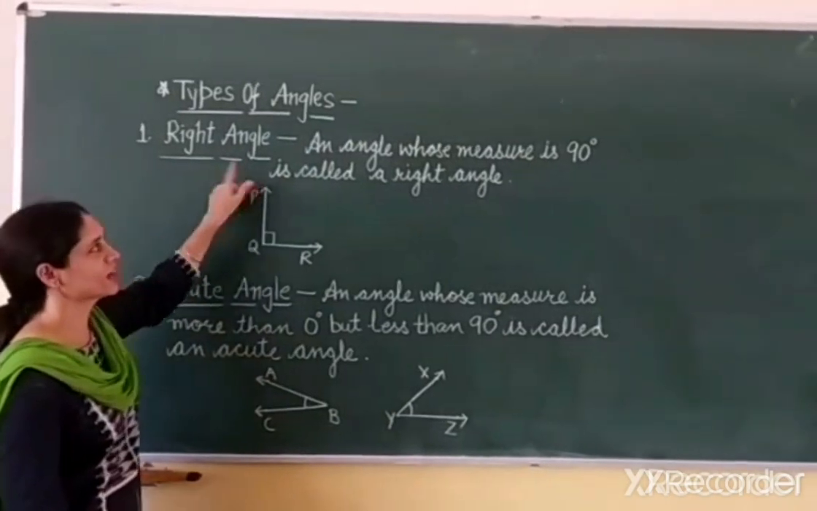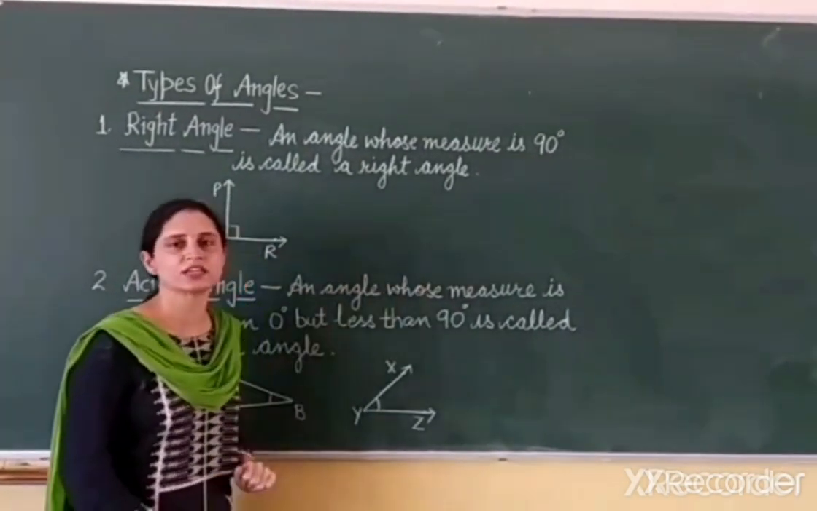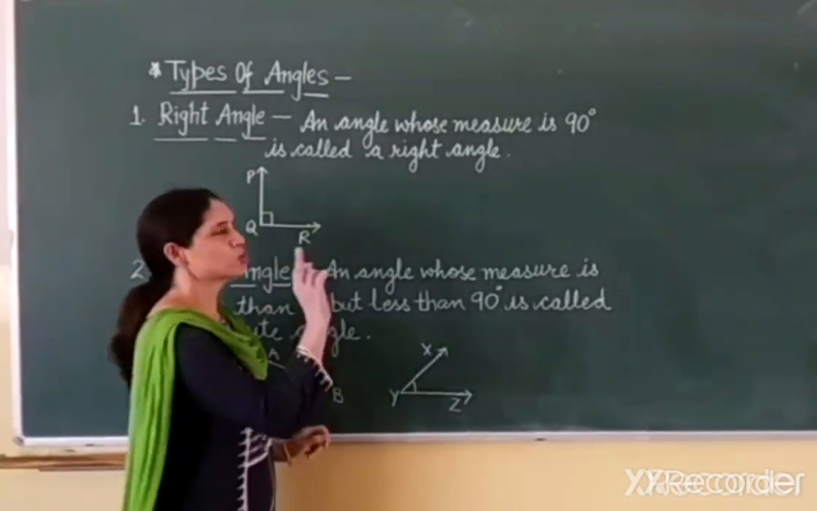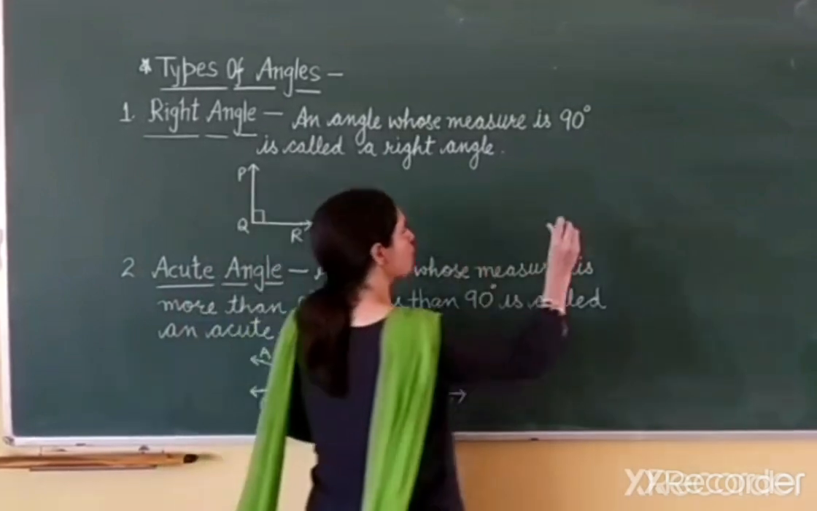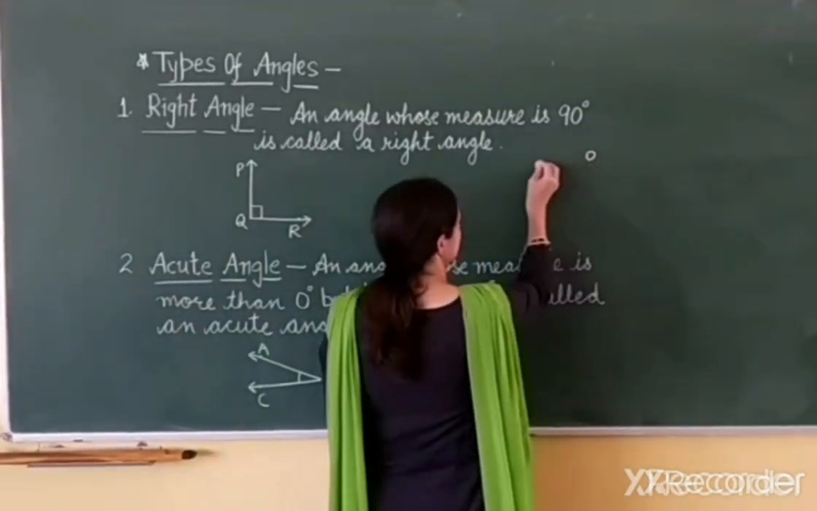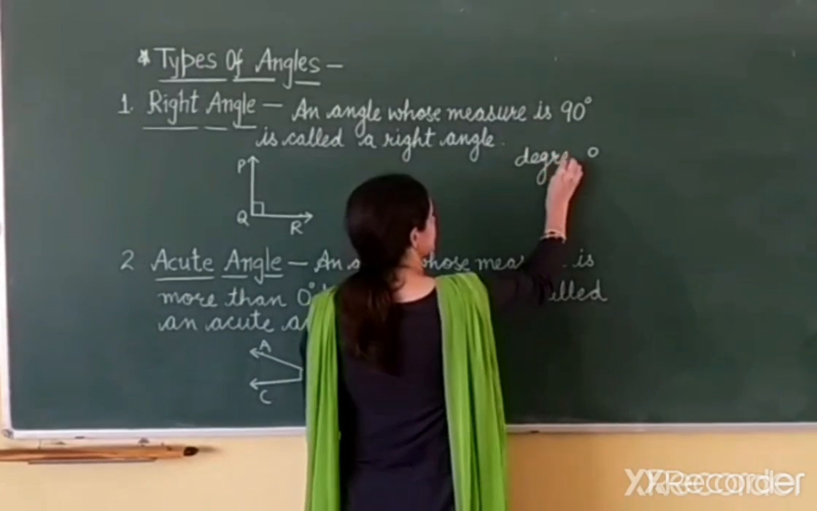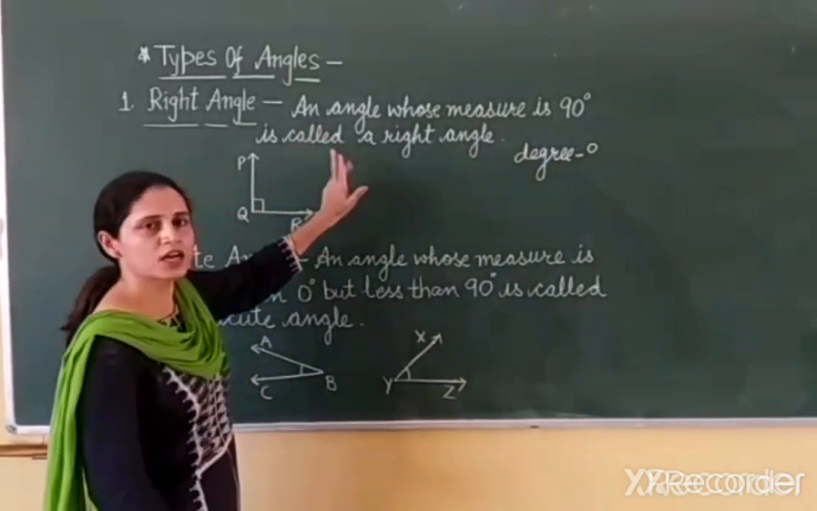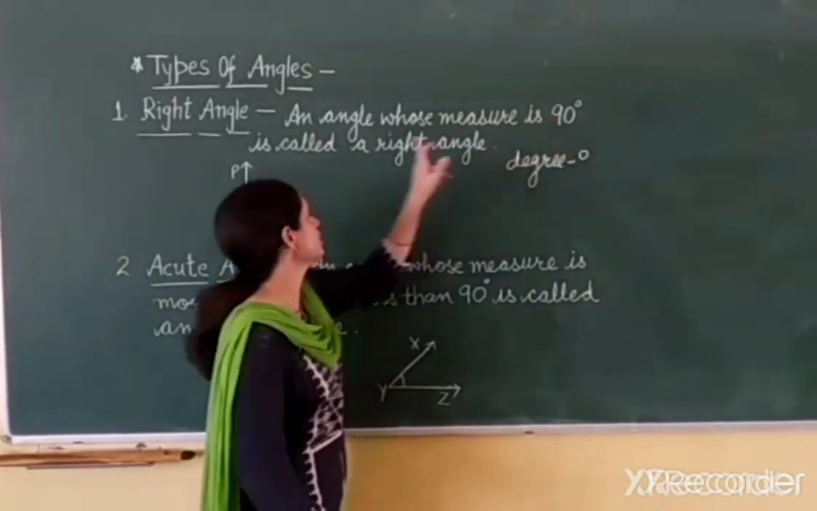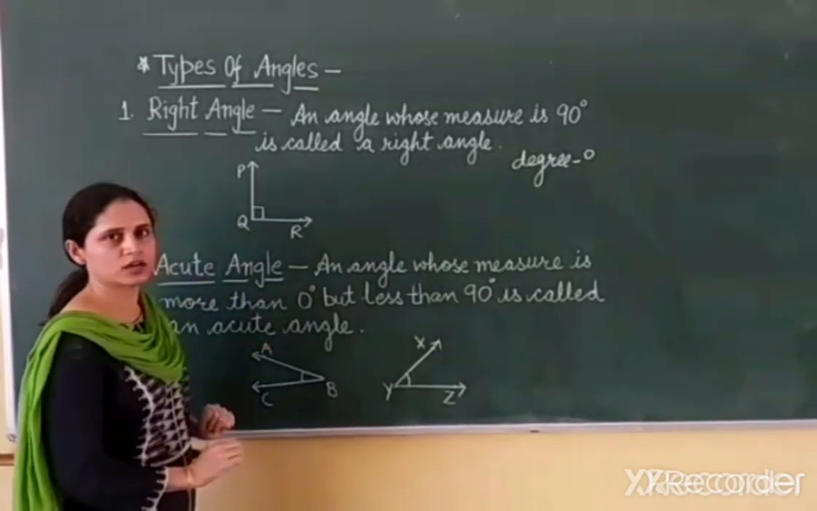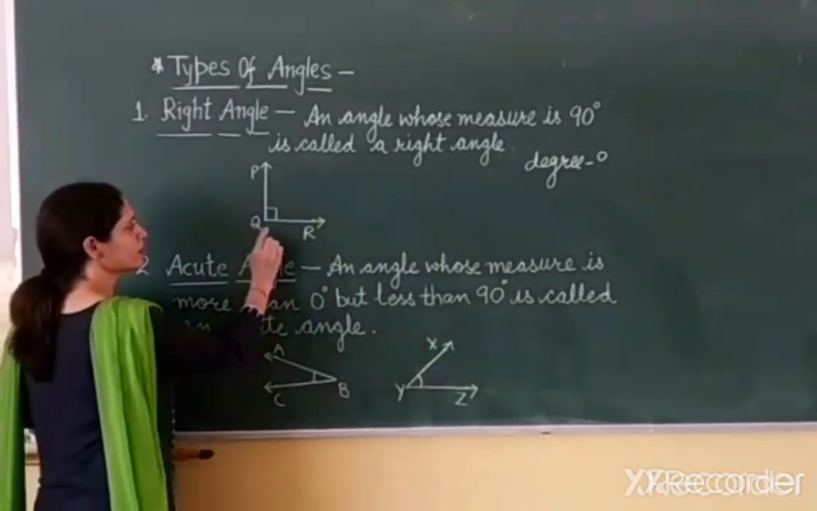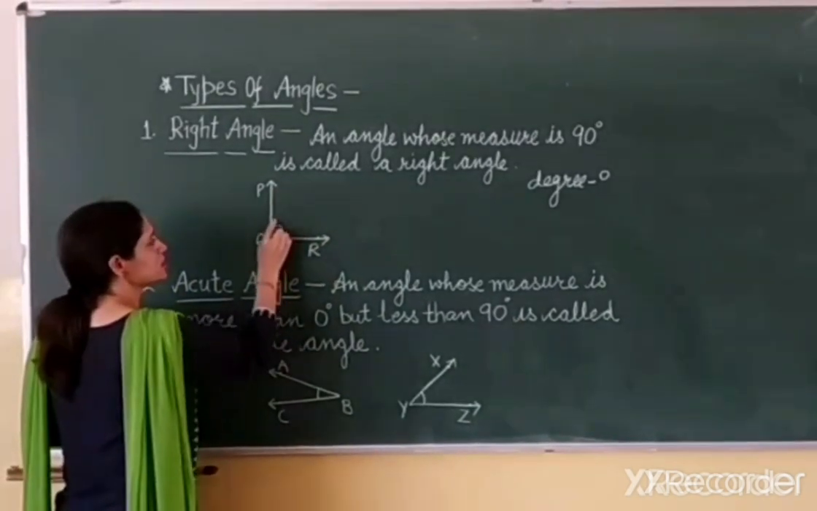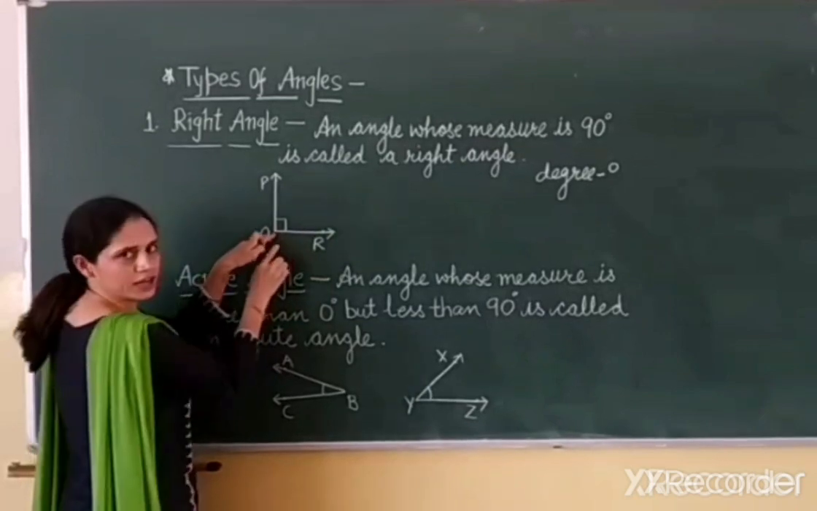Now we will discuss types of angles. First is right angle. An angle whose measure is 90 degree is known as a right angle. The first main thing is, to represent an angle, we always use the degree symbol. This is the symbol to represent the degree. So an angle whose measure is 90 degree is called a right angle. Or we can say that one ray is horizontal and another ray is standing vertically on the horizontal ray.